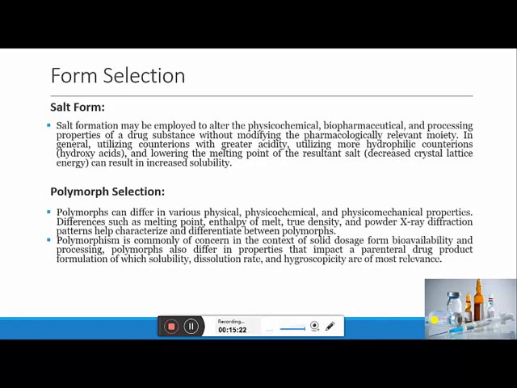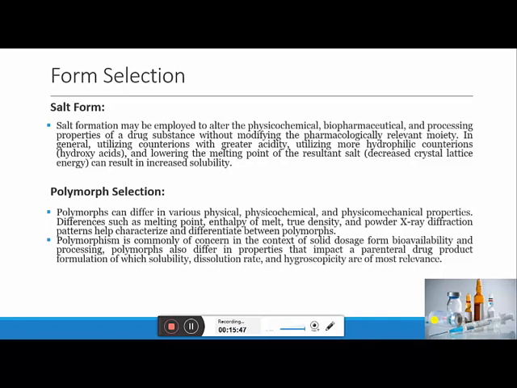How is this salt formation done and on which basis are acidic or basic molecules selected? Generally counterions with greater acidity, or which are more hydrophilic, and which have a tendency to lower the melting point of the resulting salt, that kind of counterion is selected to improve the solubility of the molecule.